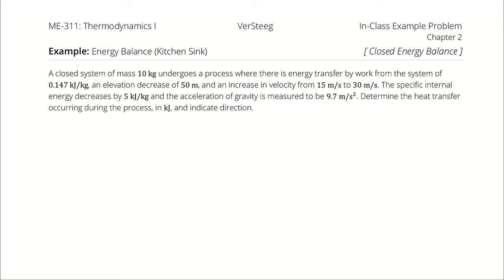A closed system of mass 10 kilograms undergoes a process where there is an energy transfer by work from the system of 0.147 kilojoules per kilogram. An elevation decrease of 50 meters and an increase in velocity from 15 meters per second to 30 meters per second. The specific internal energy decreases by 5 kilojoules per kilogram, and the acceleration of gravity is measured to be 9.7 meters per second squared. Determine the heat transfer occurring during the process in kilojoules and indicate direction.